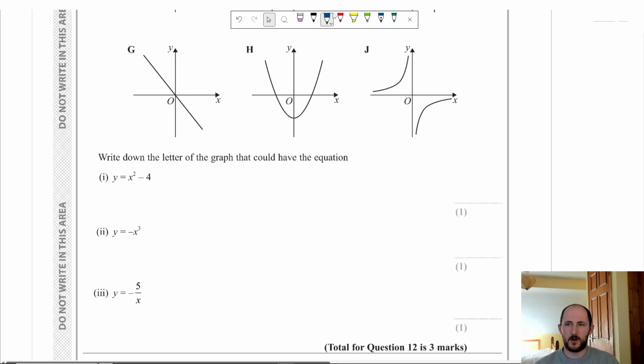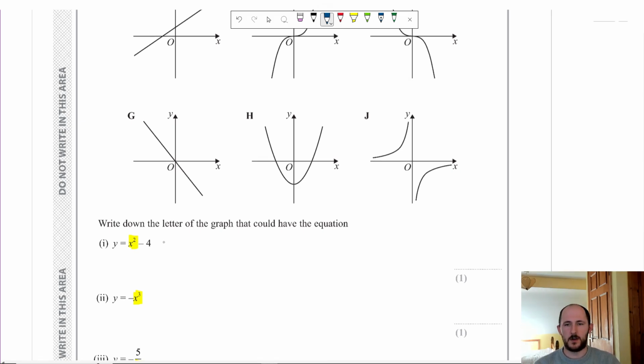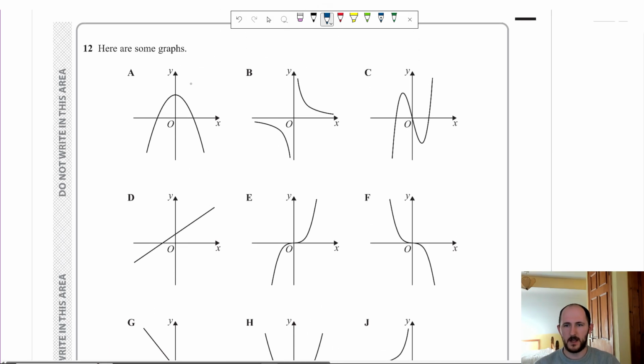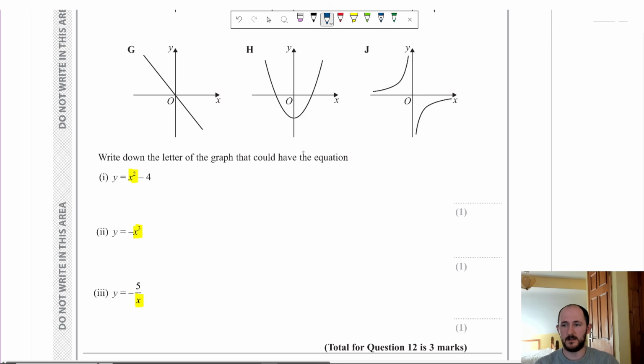Look at what type of graph it is. The type of graph is determined by what's happening to x. That's what tells you what type of graph it is. So this is x squared. So it's either a happy face or a sad face. Because it's a positive x squared, it's a happy face. Positive means happy, right? So if we look for a U-shaped graph, the only 2 we have are A and H, but A is a sad face. So H is the only answer.